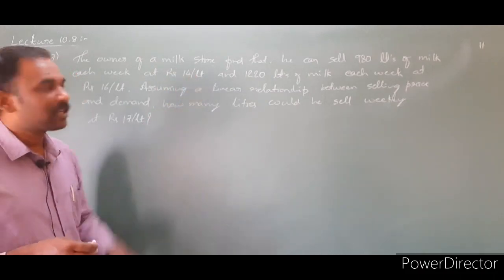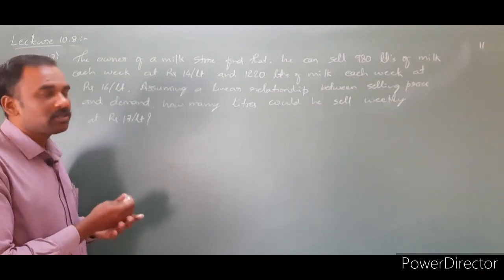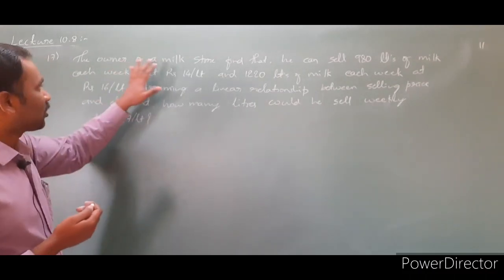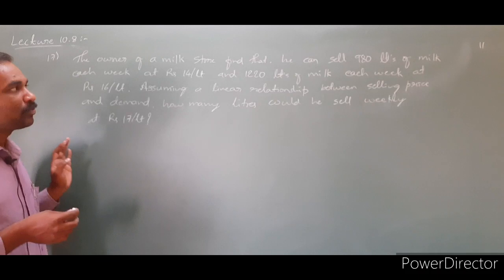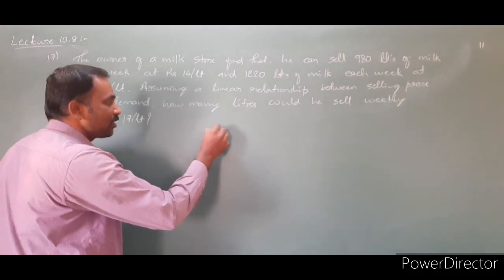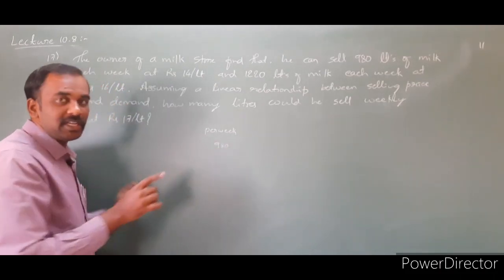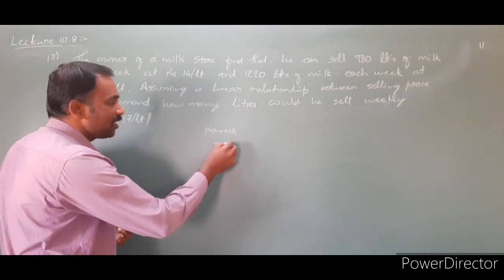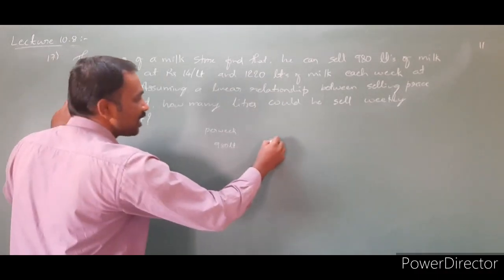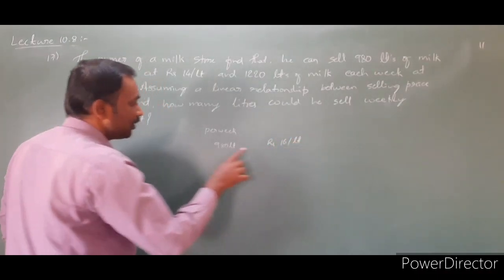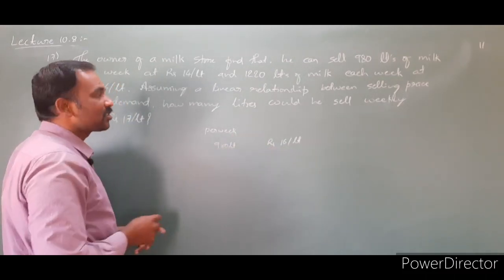First of all, read the question very carefully. The owner of a milk store finds that he can sell 980 liters of milk each week at Rs 14 per liter. Per week he is going to sell 980 liters. The price per liter he is going to charge is Rs 16 per liter. Then weekly he sells the 980 liters of milk.